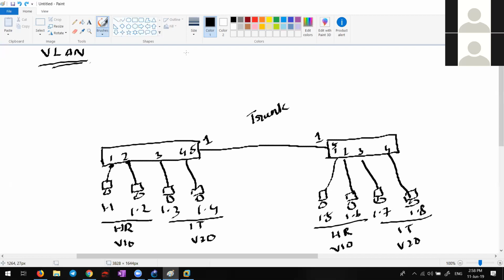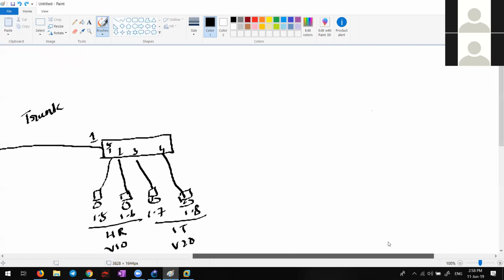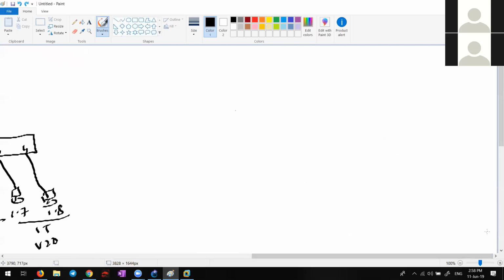Under that, as a small note, write down. Trunk port uses two types of encapsulation methods or two types of tagging methods. What are the two types of tagging methods or encapsulation methods? ISL and .1q. First write down ISL.